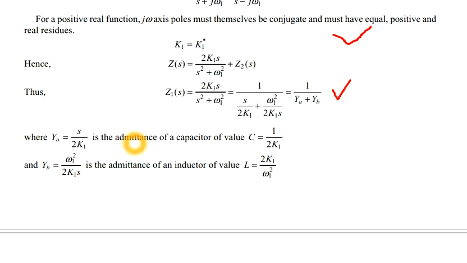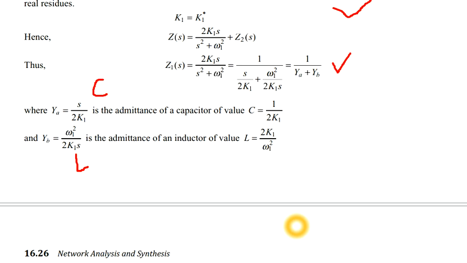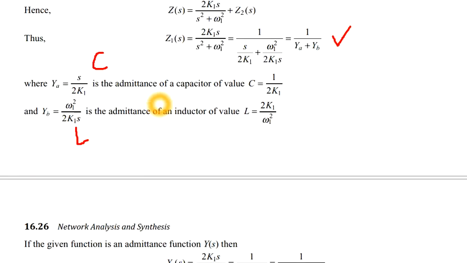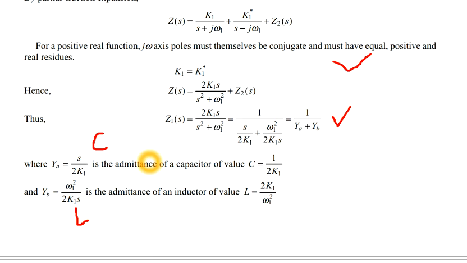When this is admittance, it should be a capacitor, and when this is admittance, it should be an inductor. It is opposite to that of impedance. And what should be the value of capacitance? It is like Cs, then C is 1 by 2k1; it is like 1 by Ls, then L is 2k1 by omega 1 square. Just simple comparison. Okay, let us see how we can connect these things. Now we got the elements L and C.